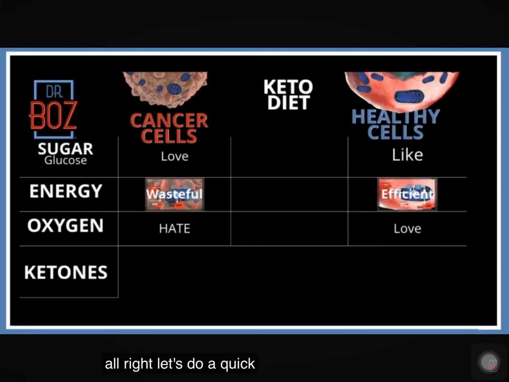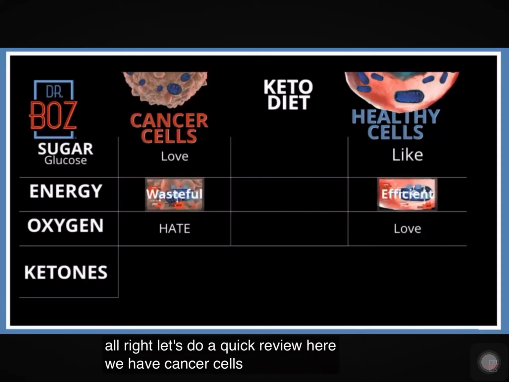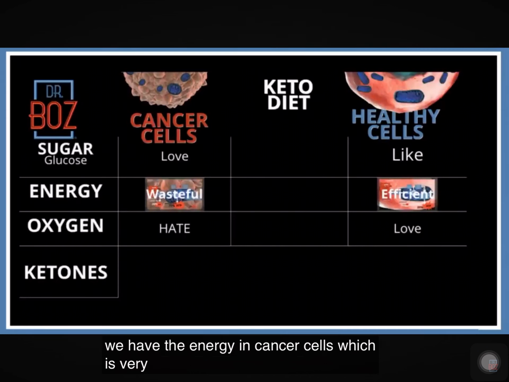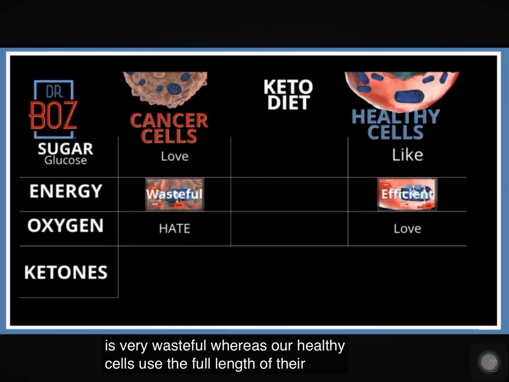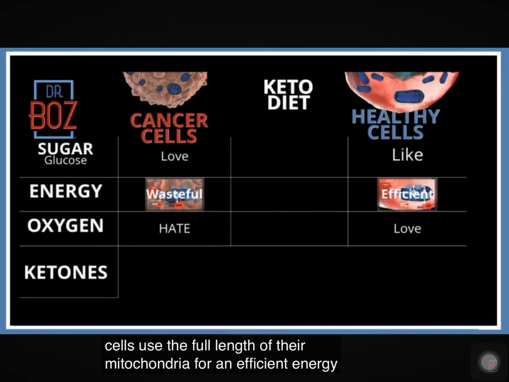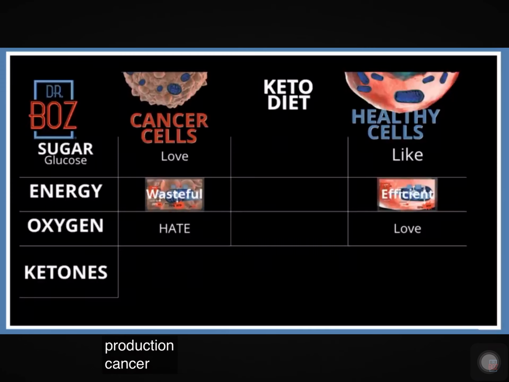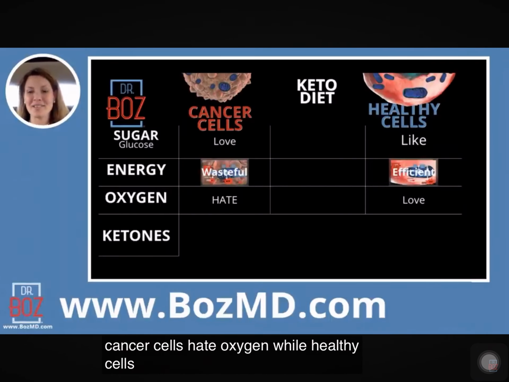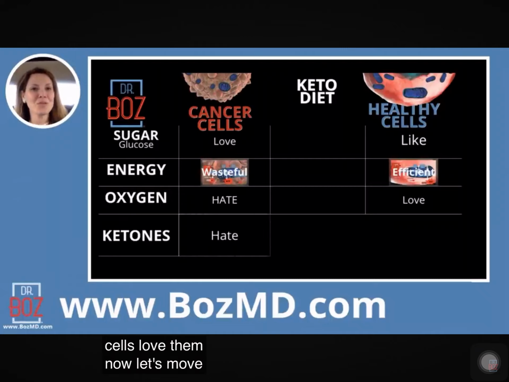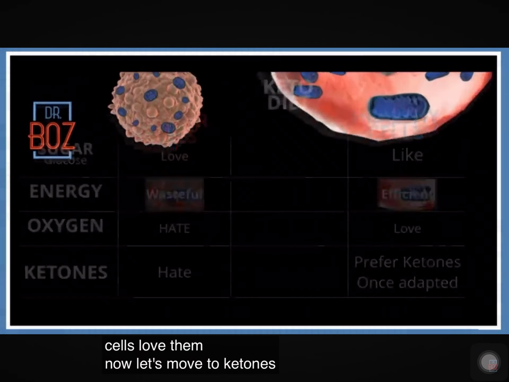All right, let's do a quick review. Here we have cancer cells that love sugar and healthy cells that like them. We have the energy in cancer cells, which is very wasteful, whereas our healthy cells use the full length of their mitochondria for an efficient energy production. Cancer cells hate oxygen while healthy cells love them. Now let's move to ketones.